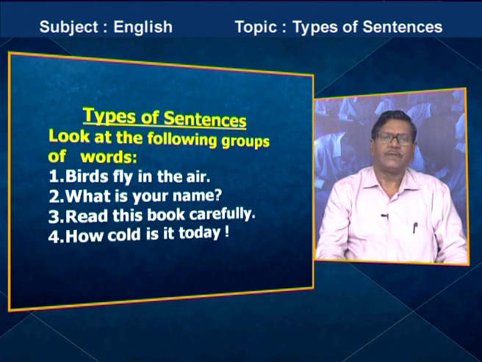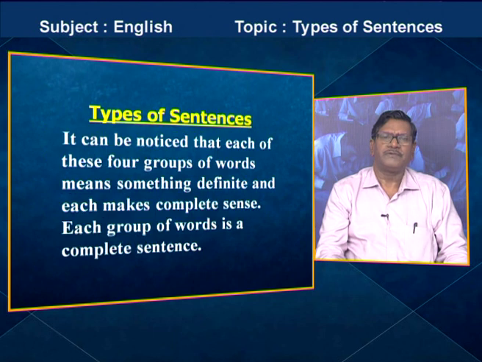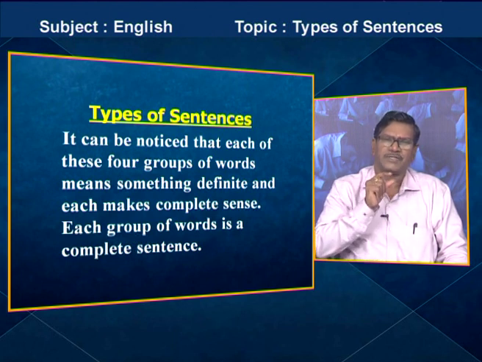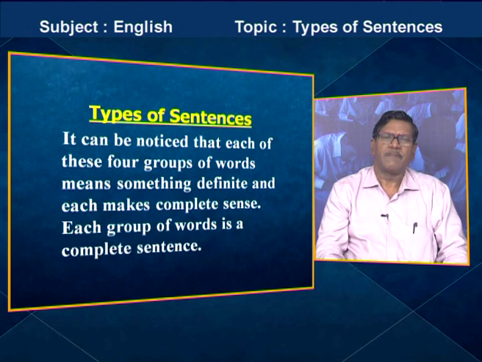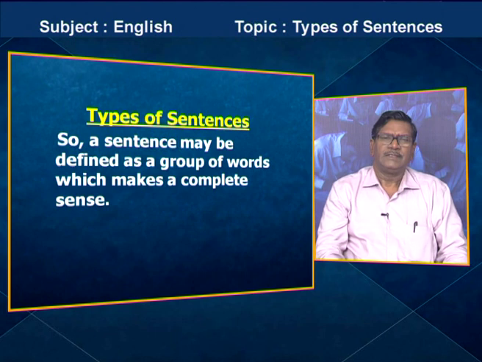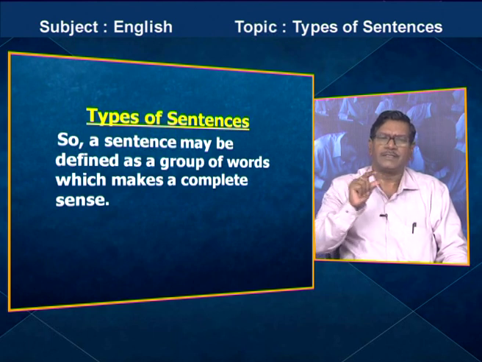So, these are all 4 groups of words, and let us examine what these groups of words are. We can notice that each of these 4 groups of words means something definite and each makes a complete sense. That means, each group of words is a complete sentence. So, a sentence is nothing but a group of words which makes a complete sense.